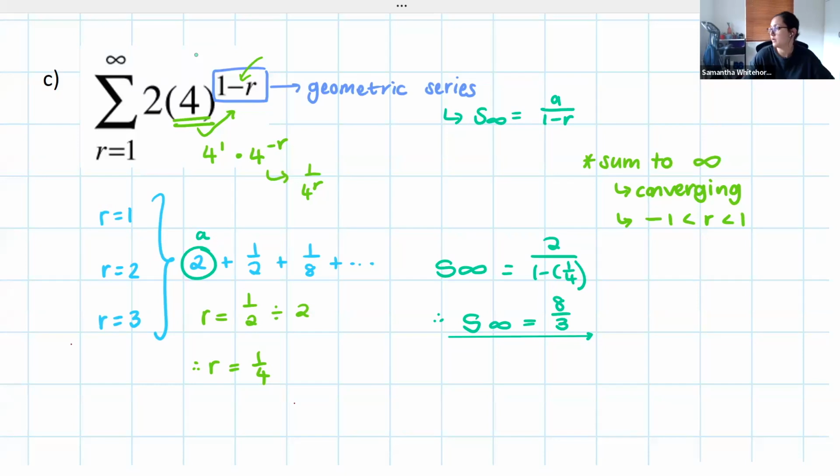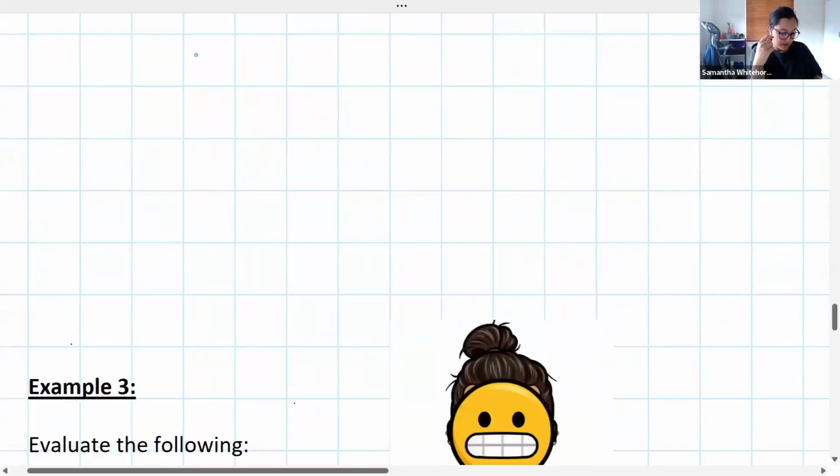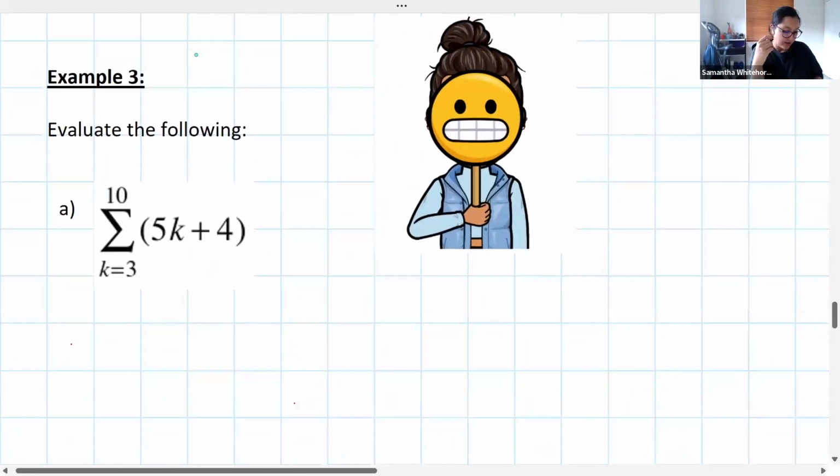Okay. So like I said, we're going to have a look now at some examples where we're not necessarily adding term 1, term 2, term 3, term 4. We might be adding term 3, term 4, term 5, term 6. And so term 3 or term whatever becomes our first term. Right, so let's have a look here.